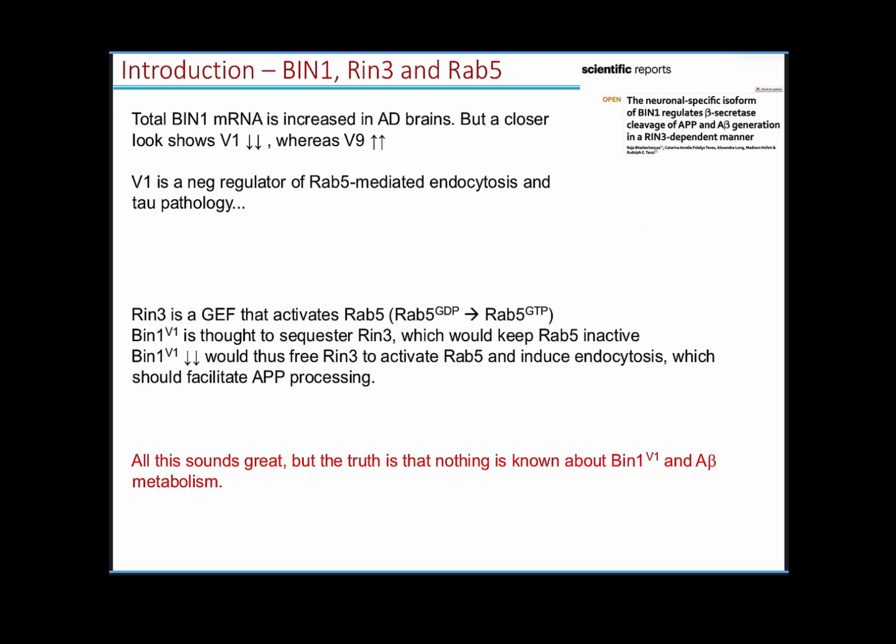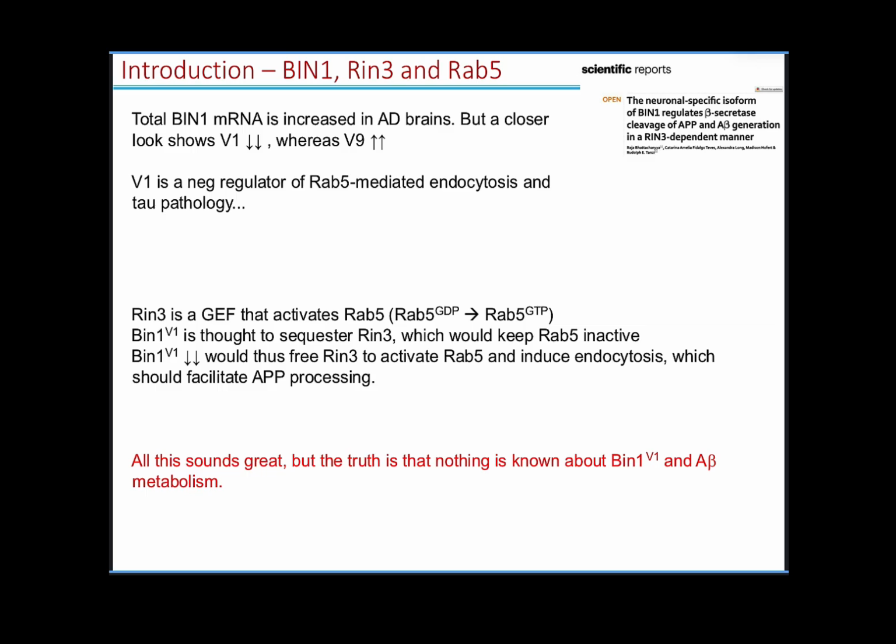Okay. So, not only is the expression of V1 and V9 cell type specific, with V1 in neurons and astrocytes, V9 in microglia and oligodendrocytes, but also research has shown that during AD progression, when you take a look at the total amount of BIN1 gene being expressed, there is an overall increase in the expression of BIN1.